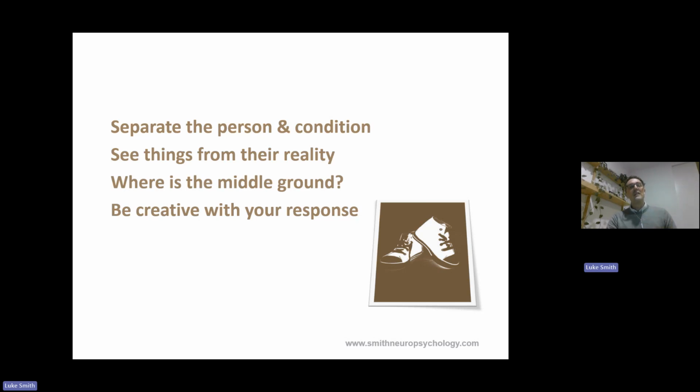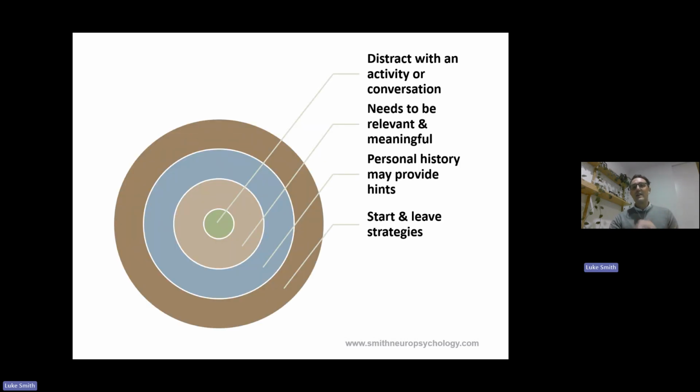If you can find those meaningful reasons, what makes someone tick? Their hobbies, their jobs, their family, their holidays, their football teams, their sexuality, their spirituality, their religion. If you know these things, often you can help motivate someone. The last one is distraction. Once you've used some reassurance, once you've used some validation, you can then distract them if they seem to be stuck on a situation. Distract them with an activity or conversation, but it needs to be relevant and meaningful.